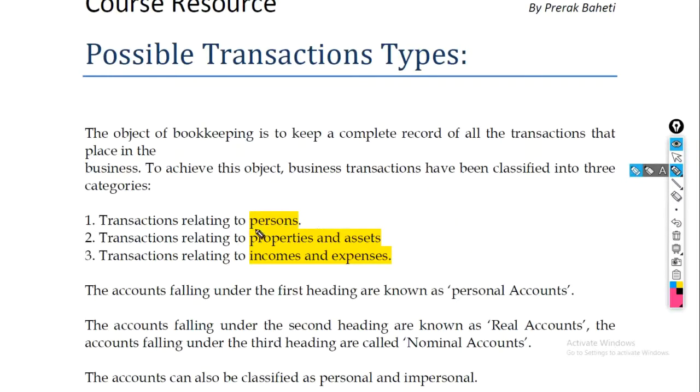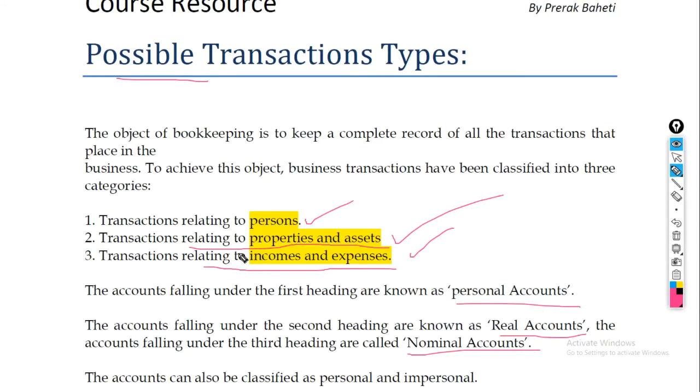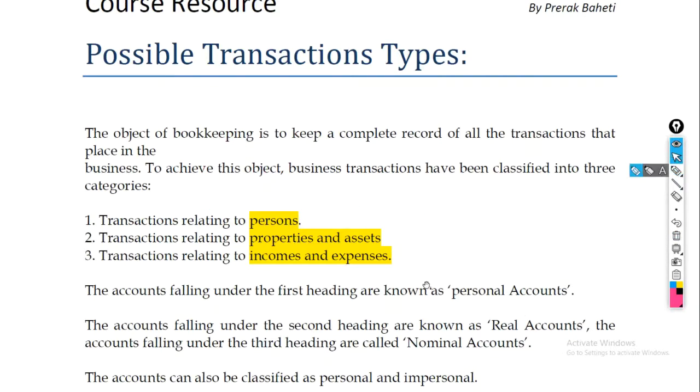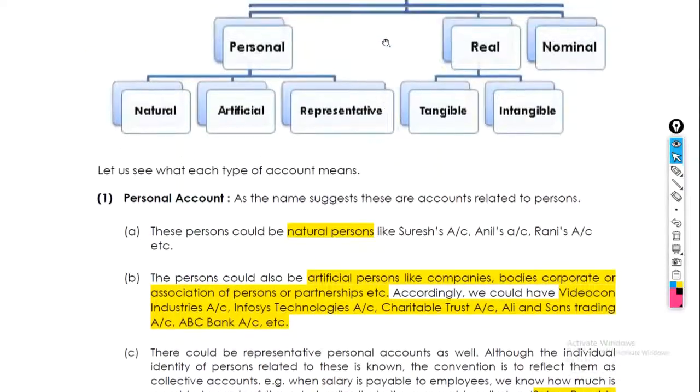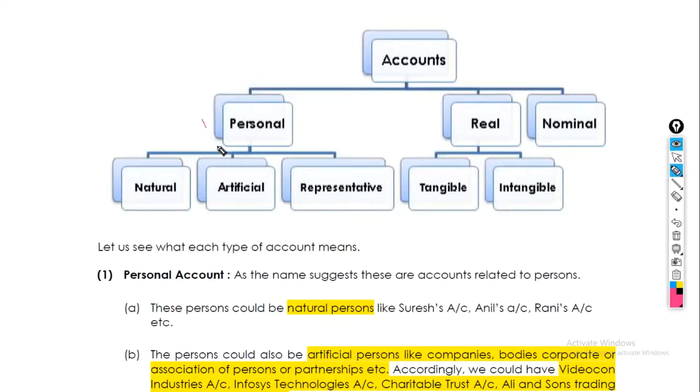Let me bring you back to the second slide, which tells what the possible transaction types are. The first one is transactions relating to a person, which involves personal accounts. Transactions relating to properties and assets involve real accounts. And transactions related to income and expense involve nominal accounts. Nominal, real, and personal. You don't have to remember this part, but the part right at the end is a must-remember. And that is how we'll learn the golden rules of accounting.